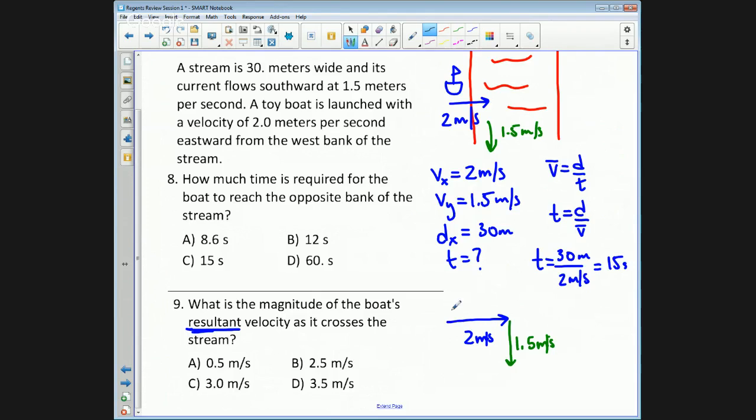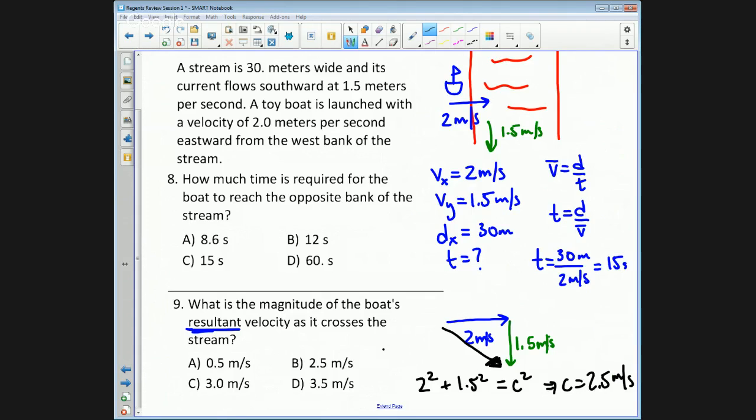And so now we want to draw a resultant vector, which is going to be connected from the tail of our first vector to the head of our other vector. So this is our resultant vector here. Now it forms a right triangle, so all we have to do is a squared plus b squared equals c squared. So that would be 2 meters per second squared plus 1.5 meters per second squared equals our resultant squared. When we plug that into our calculator, we're going to get an answer of 2.5 meters per second for c. So c equals 2.5 meters per second.